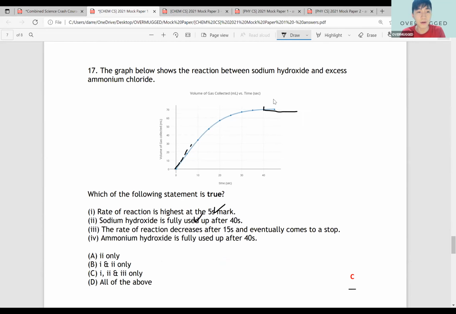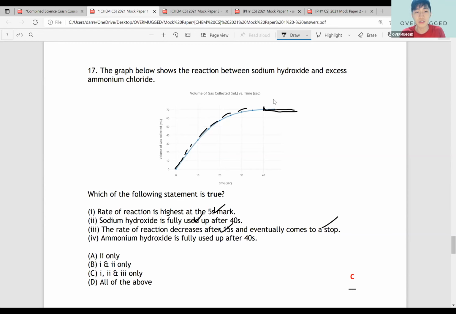What about statement 3? Rate of reaction decreases after 15 seconds? Because you can see that the gradient is slowly sloping down. So this is true, and eventually it comes to a stop. Once the volume of gas collected is constant, it means that the reaction has come to a halt. So this is true as well.